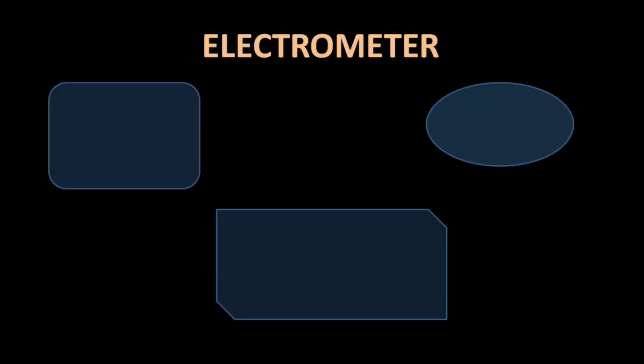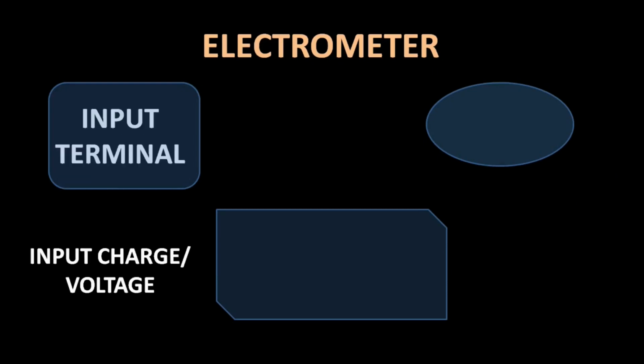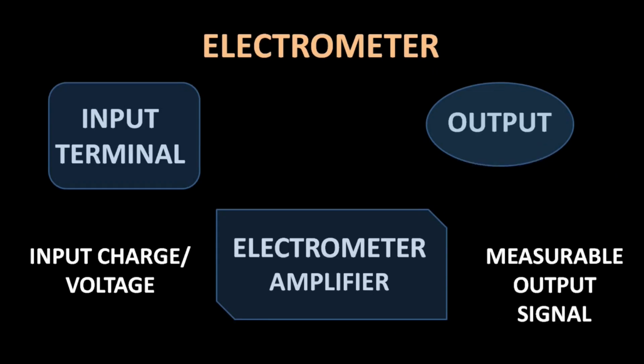The device typically consists of an input terminal for the charge to be measured, a sensitive electrometer amplifier, and an output for displaying the results. The heart of an electrometer is the electrometer amplifier, which is responsible for converting the input charge or voltage to a measurable output signal. It's always a good idea to talk a little bit about the history.